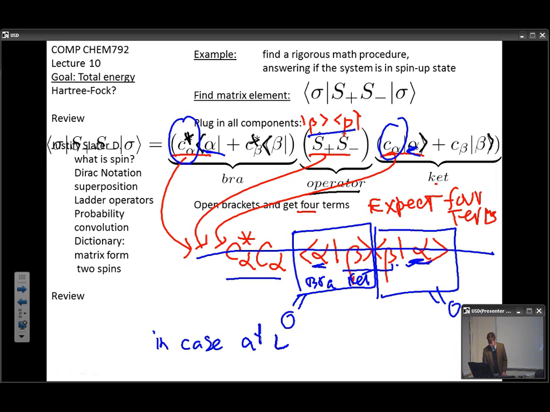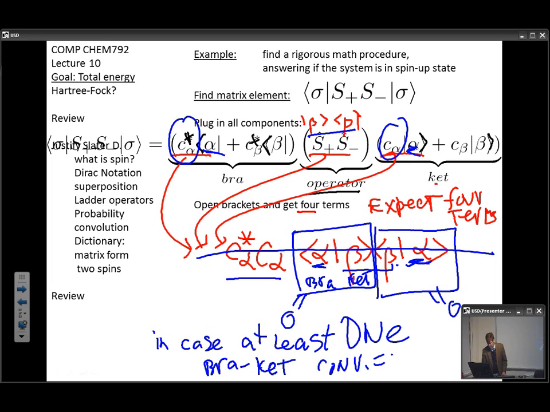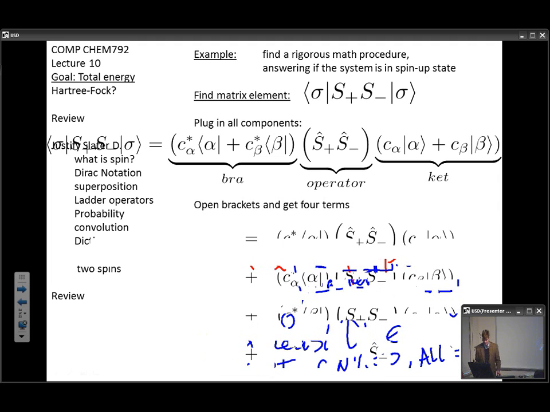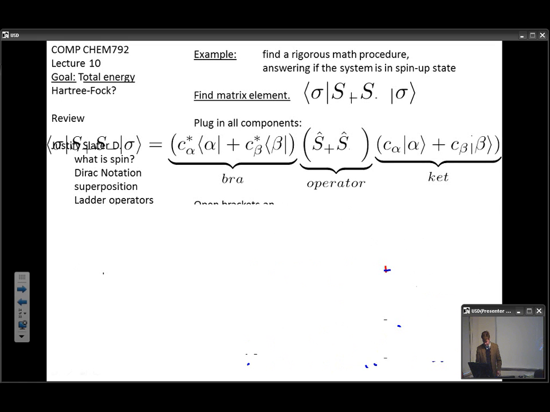If at least one bra-cat convolution is 0, the whole term is 0. Let's inspect the rest of the terms. So we are getting second term, third term. We are replacing those by alpha and beta.